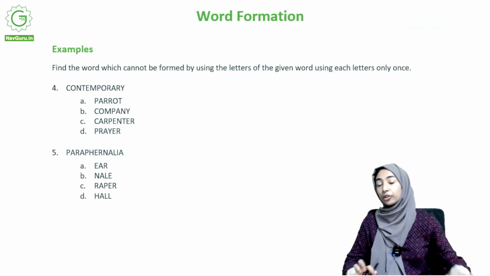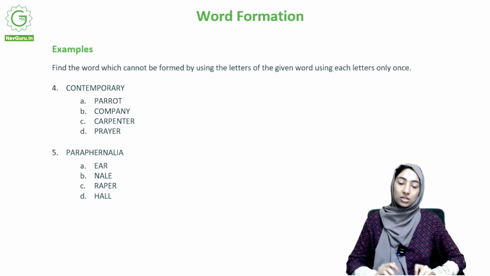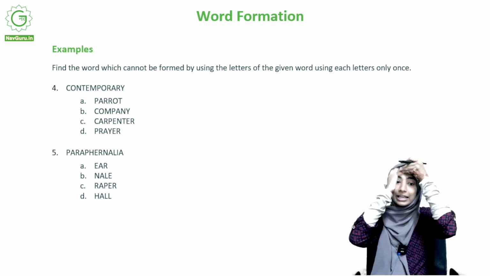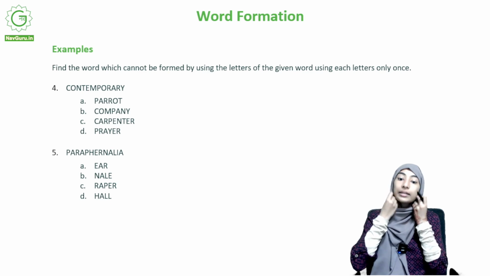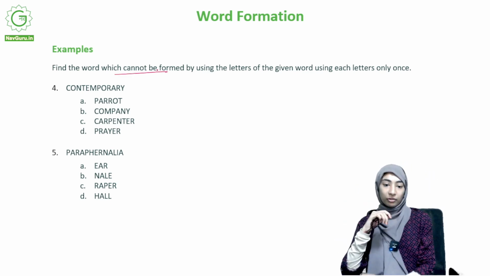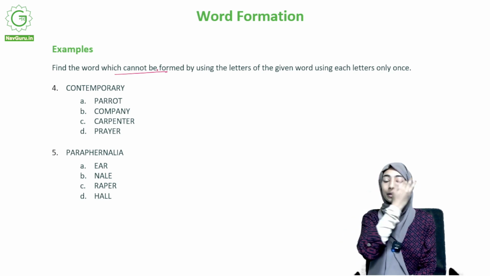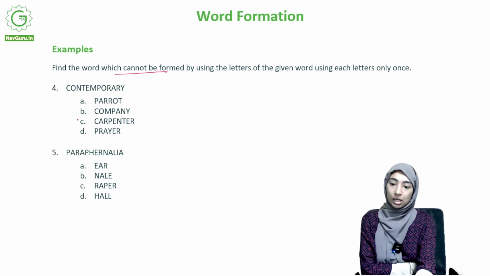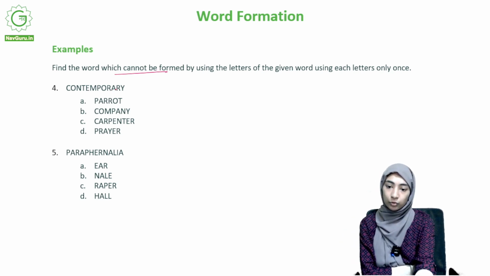Find the word which cannot be formed by using the letters of the given word, using each letter only once. Now here again, be very careful. What we have been asked for is cannot be formed. Okay, so now, contemporary. Parrot: P-A, you have two R's, you have O, you have T, not this. Company: you have C, O, M, P, A, N, Y, not this.